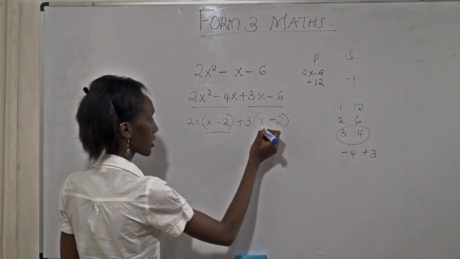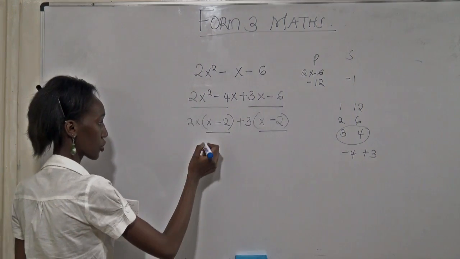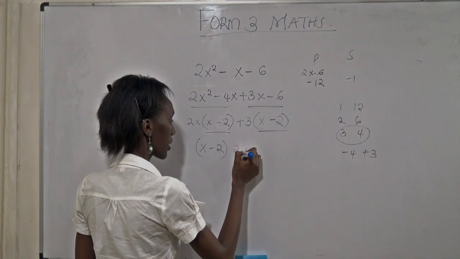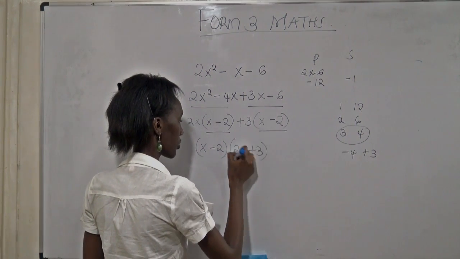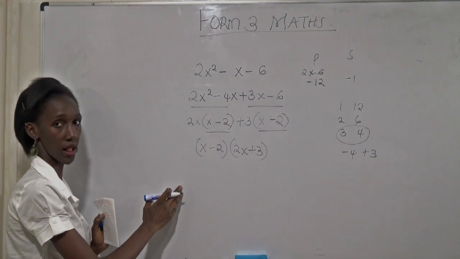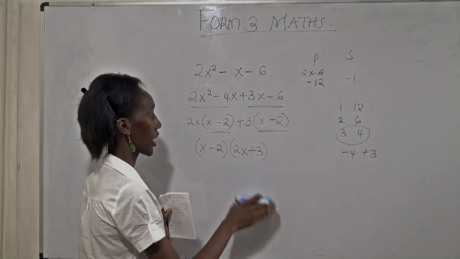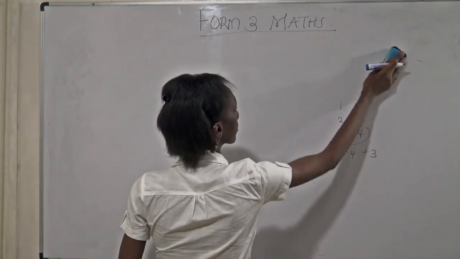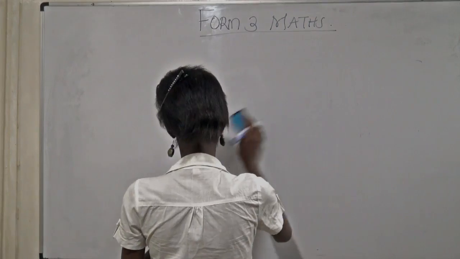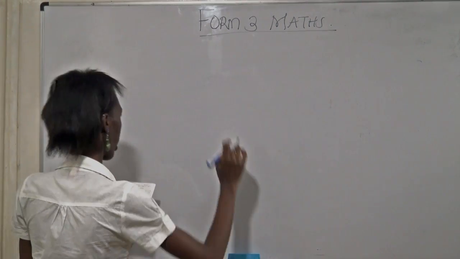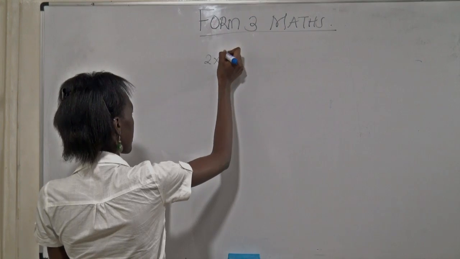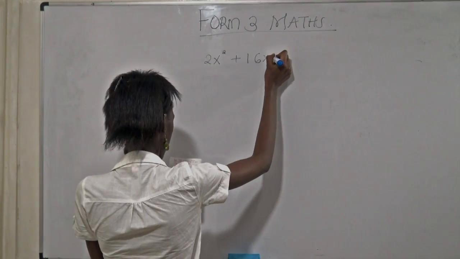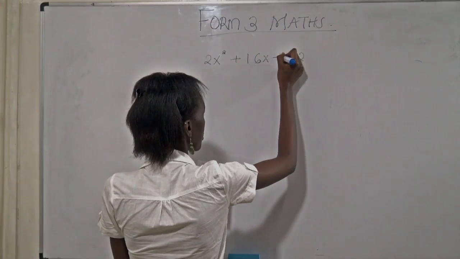So we have a common set of brackets here. We're going to narrow them to 1. So we have x minus 2, and the other bracket is 2x plus 3. So that is what you're supposed to do, and I hope you got this answer. So for the next, our last assignment, we have 2x squared plus 16x plus 32.